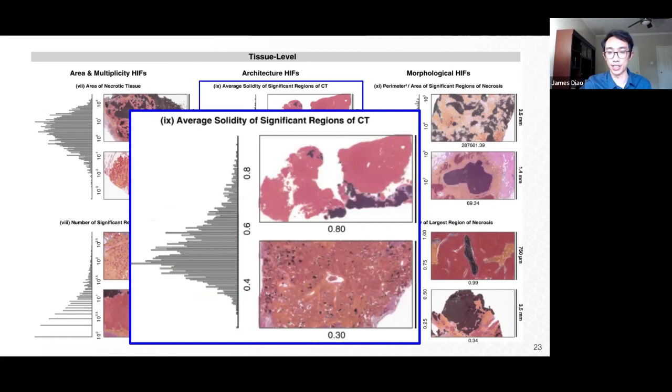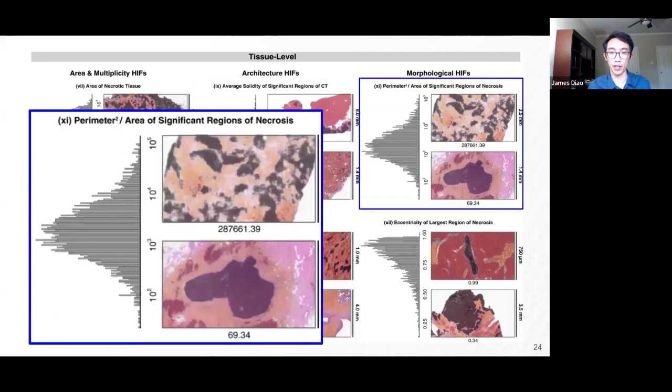things about the architecture of the tumor. So in this case, you can look at the solidity of the tumor. The top one, big block of red, pretty solid. Bottom one is much more interspersed. And so that can be captured by this measure. And then the perimeter square to area ratio captures the roughness of the edge of a certain region. So in the top, you can see the edges of the necrosis are quite jagged and unstructured, whereas in the bottom, they're very smooth and neat. And so that's also something that we can quantify with the HIFs. Okay, I'll pause there if there are any questions.